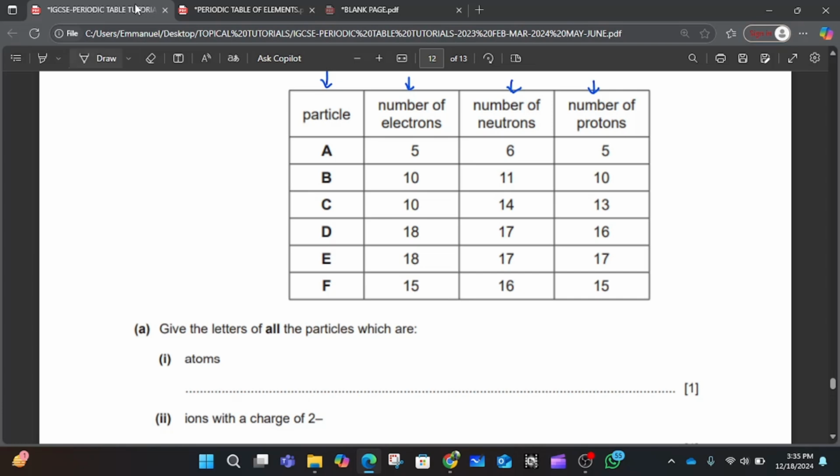So for atoms, it means number of electrons must be the same as number of protons. That is how you know that it is an atom. If you look through, you can see this and this is the same. We can also see this and this also being the same. We can also see F, the proton number and the number of electrons being the same. So this is going to be A, B, and F.